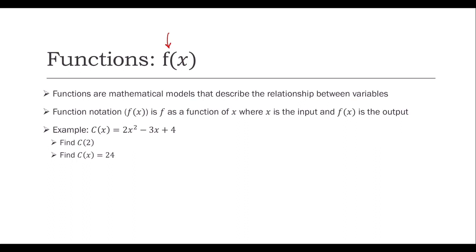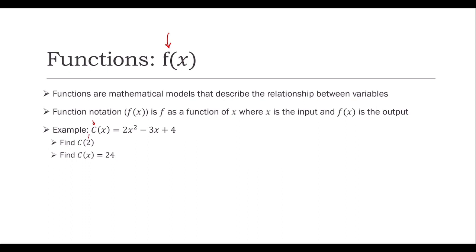Function notation, f of x, is f as a function of x, where x is the input and f of x is the output. So here for this example, we have c of x. So this is still function notation. You can use different letters, but it's something on the outside and then you have your input inside parentheses. So c of x equals 2x squared minus 3x plus 4. So it says find c of 2.